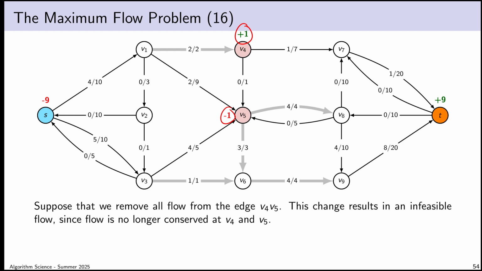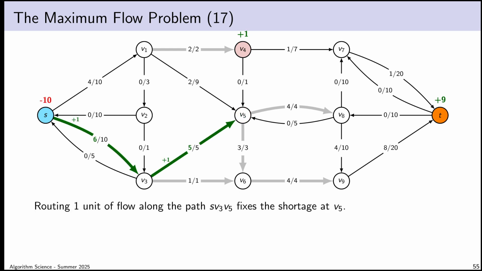Okay, but bear with me for a minute. I've just deleted the flow across the edge V4, V5, and I've created a problem with my constraints. What I want to illustrate is I can fix that problem. If I want to get rid of the shortage at V5, all I have to do is find some way of routing 1 unit of flow from S to V5. And that's easily doable. There are plenty of ways to get to V5. A minute ago when I was trying my BFS traversal, I observed that it was possible to still send flow from S to V5.